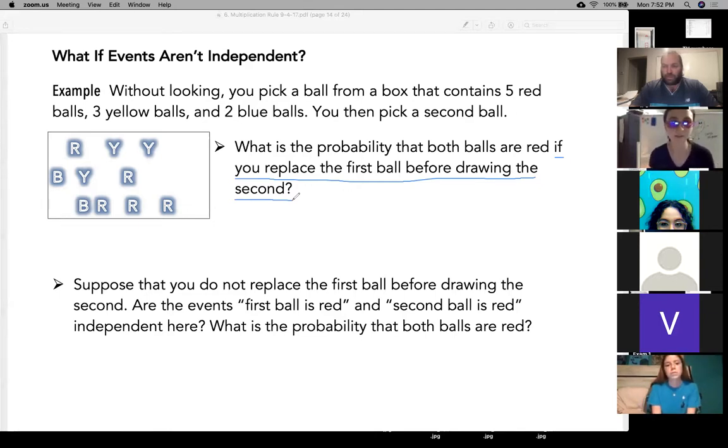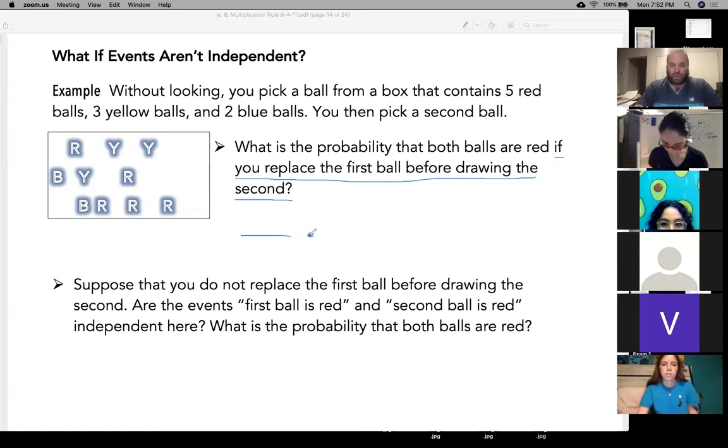So it's telling you that they're independent. Because if you replace the first one, when you do your second pick, you're back to square one. It makes absolutely no difference what your first pick was. It's the same exact situation. Do we agree? So we want the probability that both balls are red.